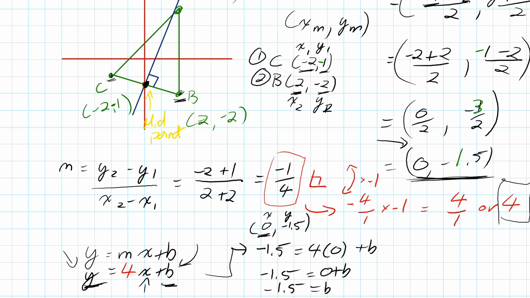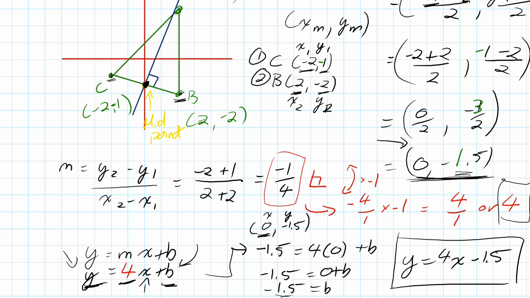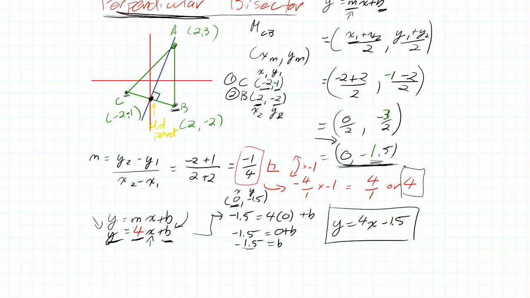So now we want to write the full equation, which would be y is equal to, our slope was 4 from before, and this time our y-intercept, which again we already knew was -1.5. So this is the equation of the perpendicular bisector to the side of the triangle that's called CB. There are technically 2 other perpendicular bisectors that we can find here.